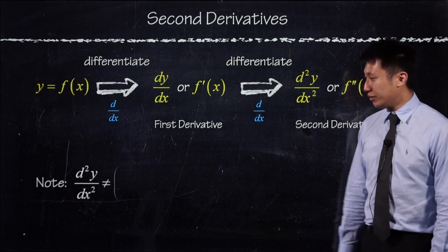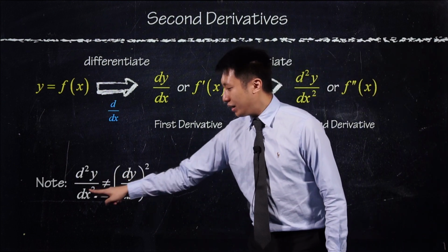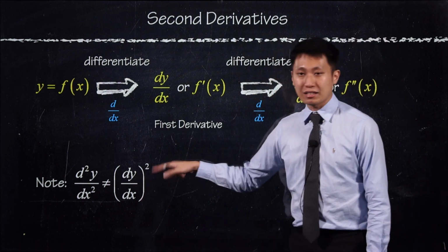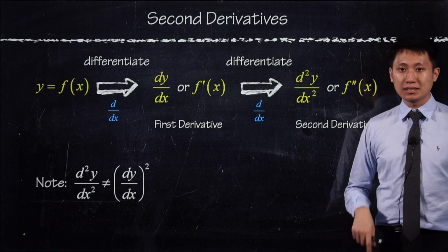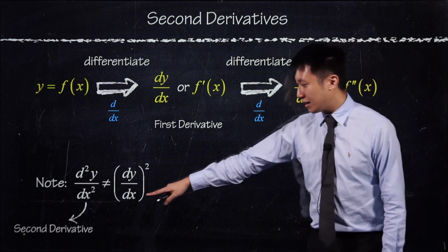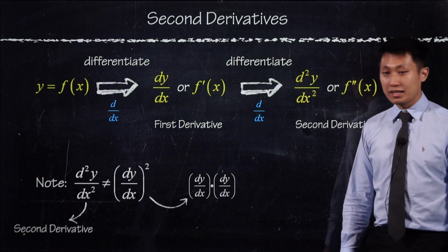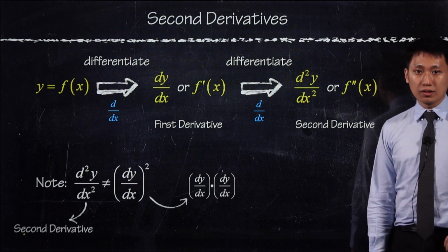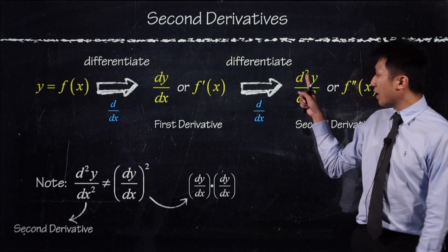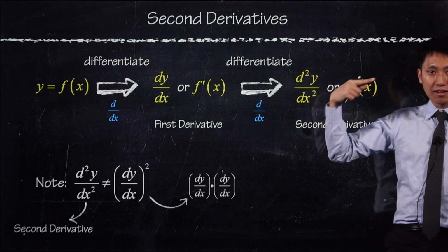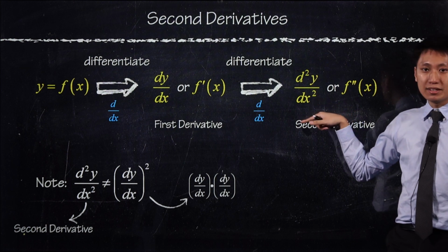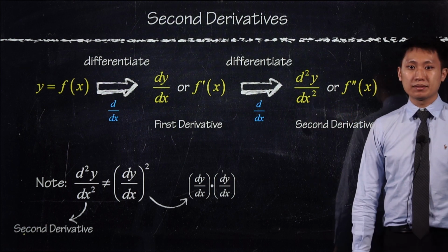One thing you need to take note of is that d squared y over dx squared is totally different from (dy/dx) squared. The left hand side means the second derivative. The right hand side means dy/dx times dy/dx itself. So remember, for the second derivative, the square on top is written on top of d, and the square below is written on top of x.